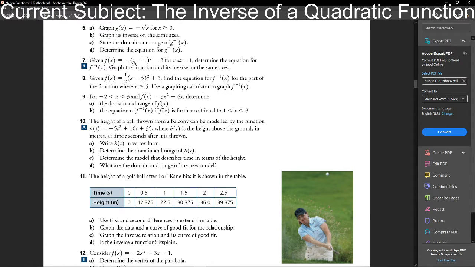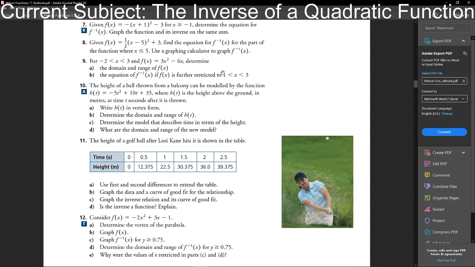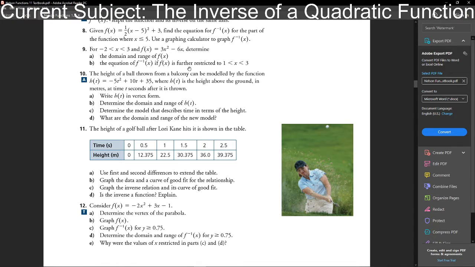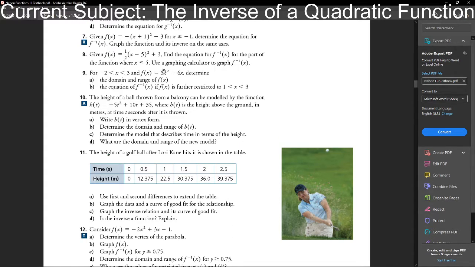So we have this equation. X is greater or equal to -1. Determine the equation for f inverse of x. So again, solve for y and swap the variables, and then we graph it on the same axis. That is pretty straightforward, but I am pretty dumb. So maybe I should do it. No, I actually think that one is actually pretty straightforward.